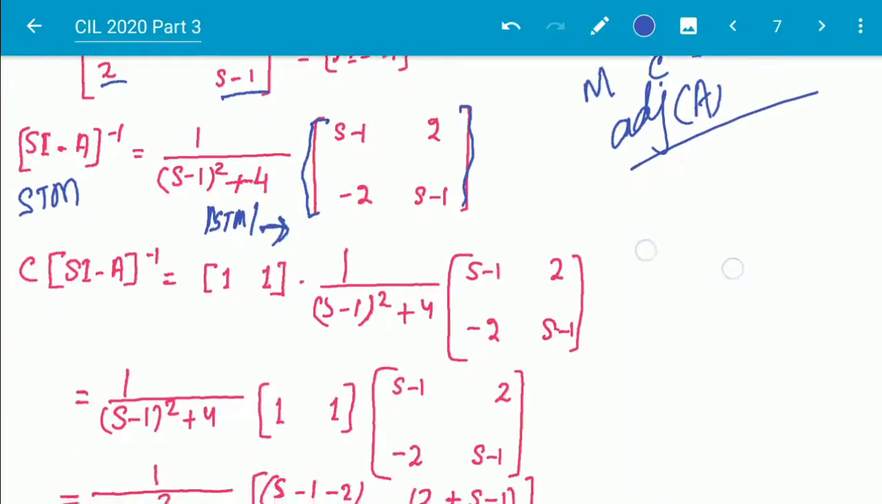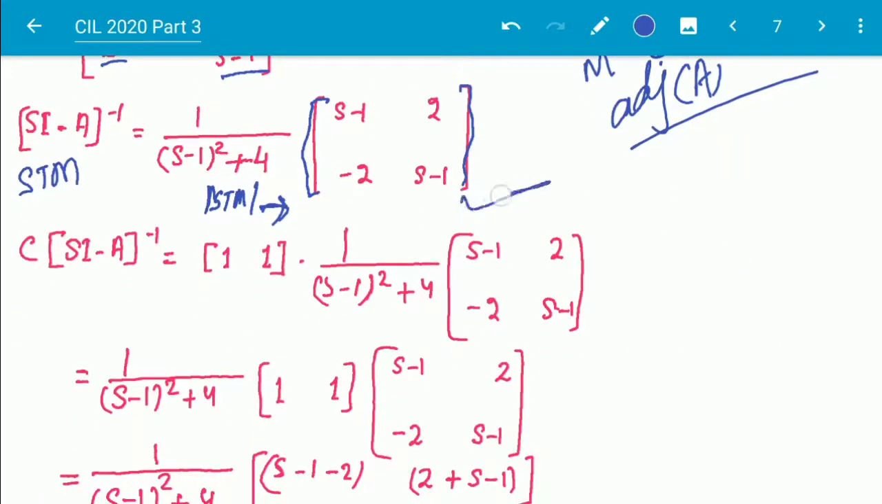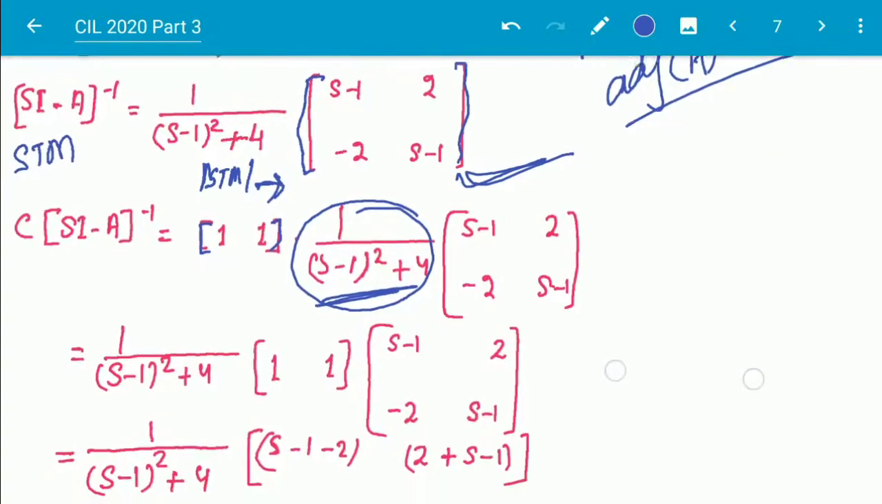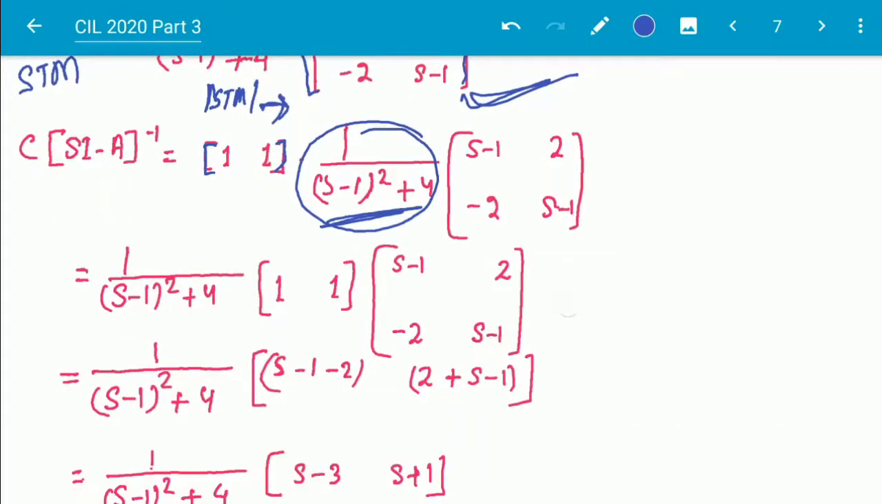And this is coming to be this much. And if we multiply C, we have to write here C as 1 1, and if we take common this much, this is the 1 by determinant, then C will be multiplied with the matrix. This is a 1 cross 2 matrix and this is a 2 cross 2 matrix. So the resultant will be a 1 cross 2 matrix.